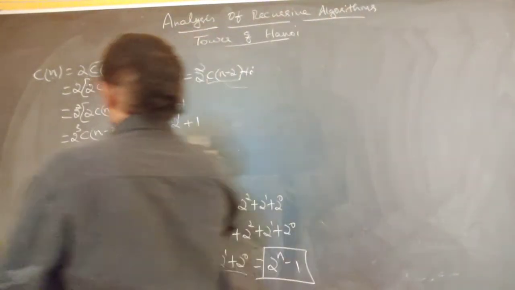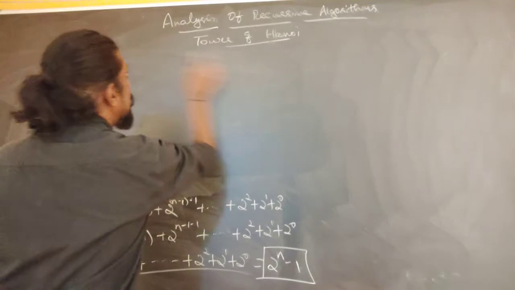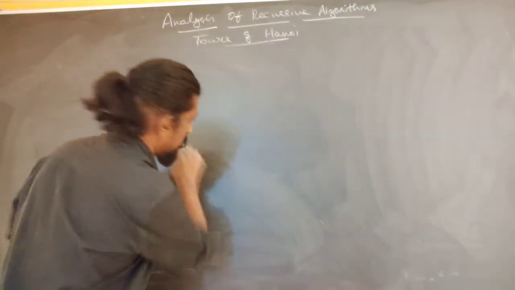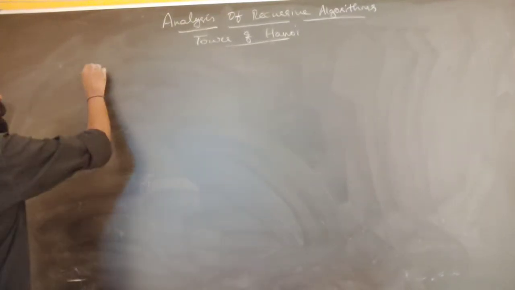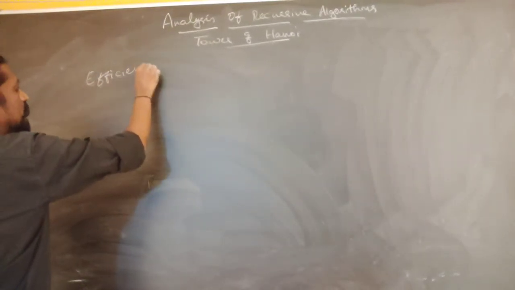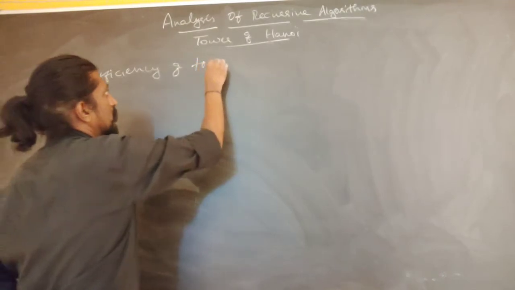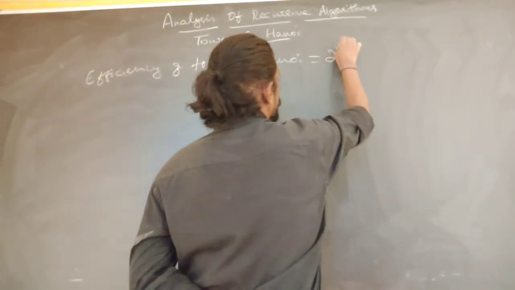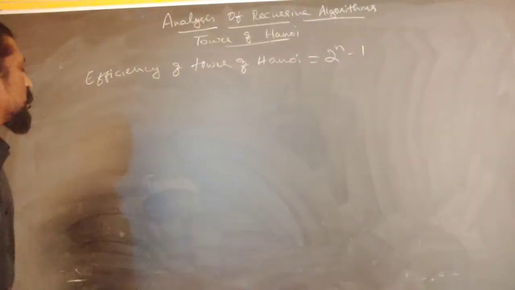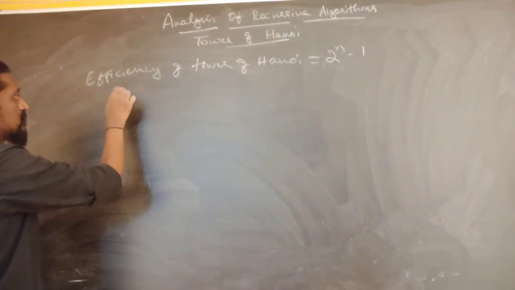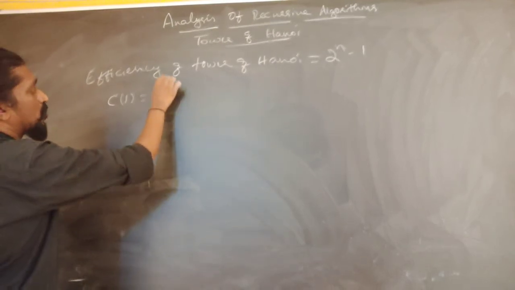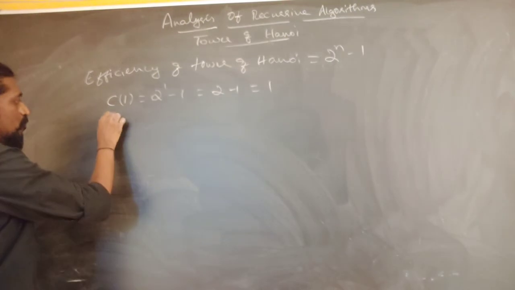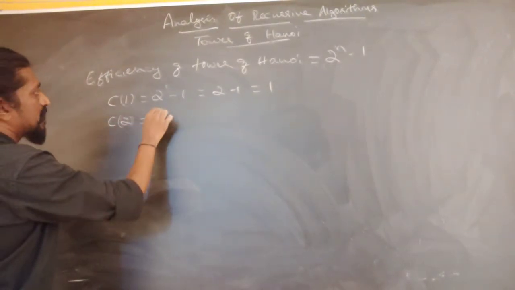So what does this 2 to the power of n minus 1 imply? The efficiency of Tower of Hanoi is equal to 2 to the power of n minus 1. Okay, so what does it mean? C of 1 is equal to 2 to the power of 1 minus 1, that is equal to 2 minus 1, that is 1. For 2 discs, how many times will the basic operation be performed?